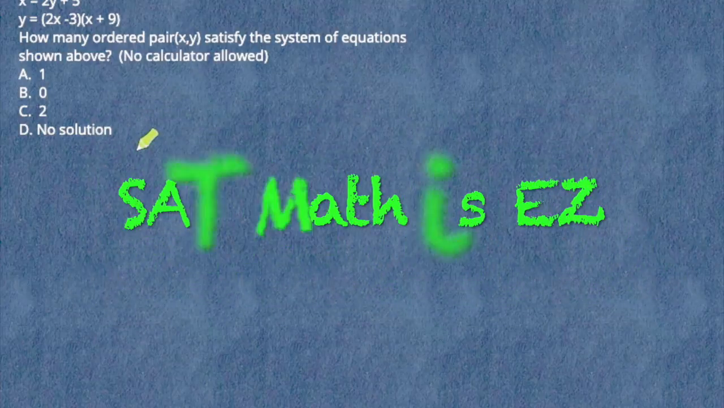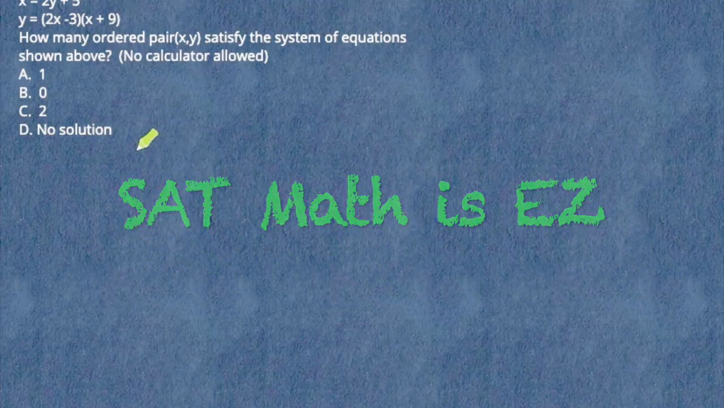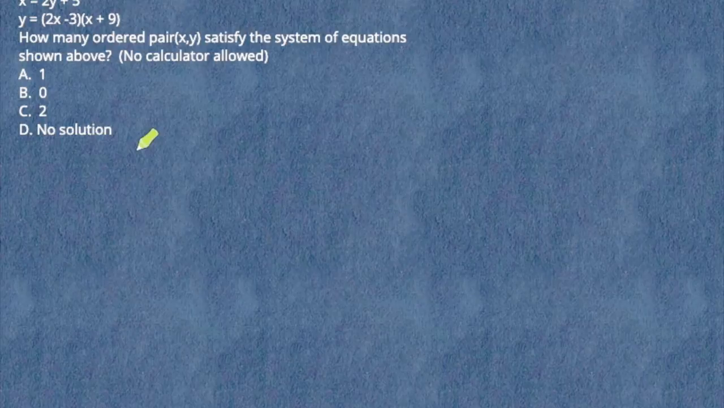Hello, in this video we are going to solve a quadratic equation problem. So let's read the problem first. They have given two equations, x equals 2y plus 5 and y equals (2x minus 3) times (x plus 9). So the question is, how many ordered pairs (x, y) satisfy the system of equations? And there is no calculator allowed.